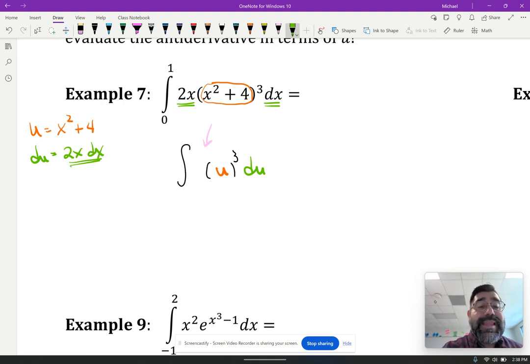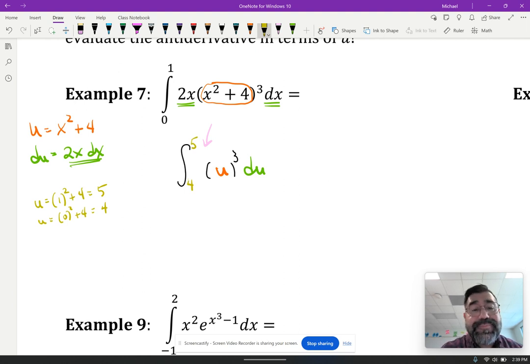However, I should not put these numbers here. Why? Because now I'm not in the world of x values anymore, and these are x values. So what we can do is convert them into u values. One way we can do that is take your u equation and plug in. If I plug in 1 into my u equation, my u value on top is going to be 5. And if I substitute 0, my u value on the bottom is going to be 4.